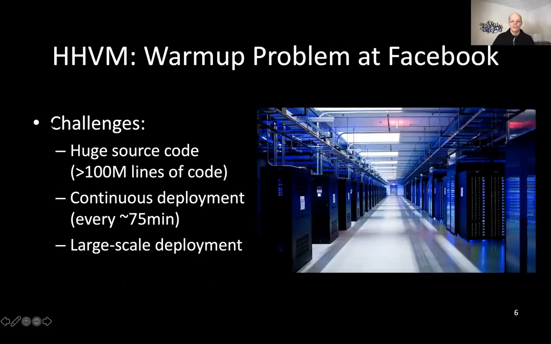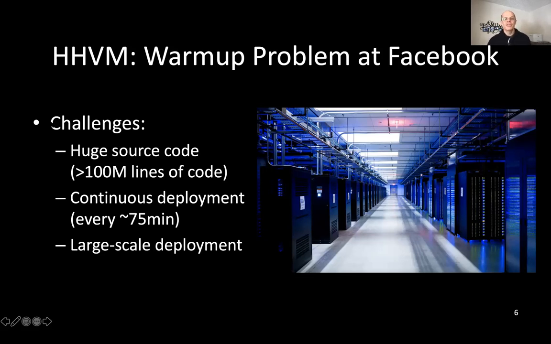The problem of warm-up in HHVM is common to other virtual machines, but it is also exacerbated in a large-scale deployment like what we have at Facebook. So for us, the challenge is bigger because of a couple of factors. First, the source code of the application that's running is very huge. It has more than 100 million lines of code. Also, this application is constantly being updated and also constantly being deployed.